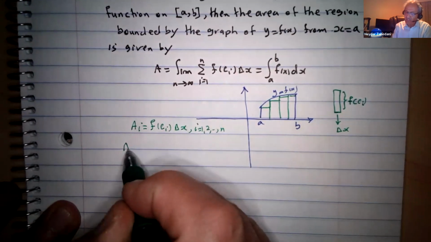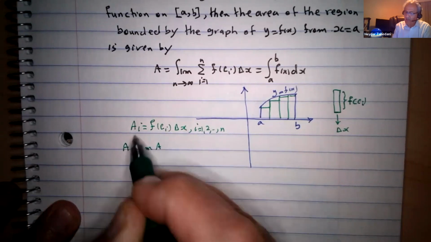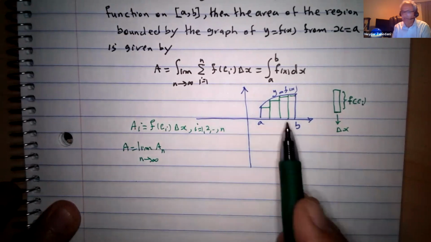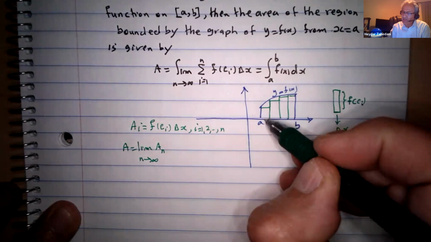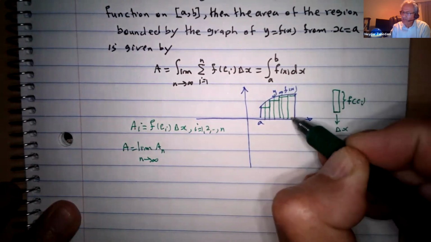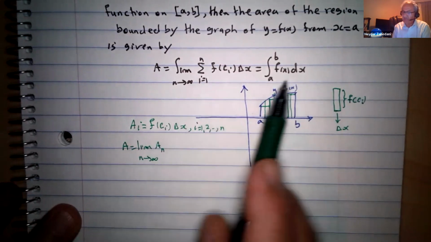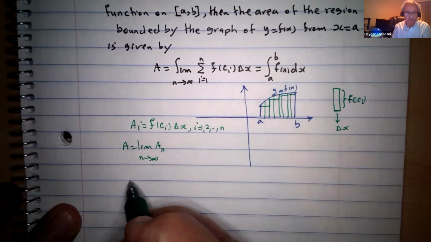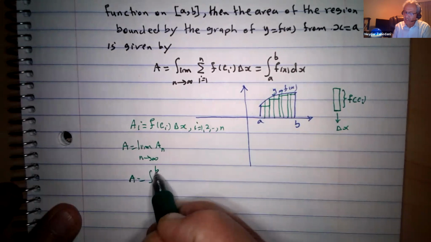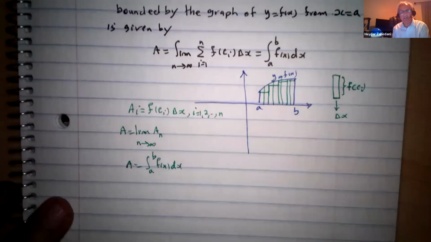So the actual area is the limit of this ai or An when n goes to infinity. Remember, we're just going to make it a finer and finer partition. We increase the number of the partitions, and eventually everything would be covered. And this would give you the definition of the integral. So the integral from a to b of f of x dx. Okay, that's the ordinary one.